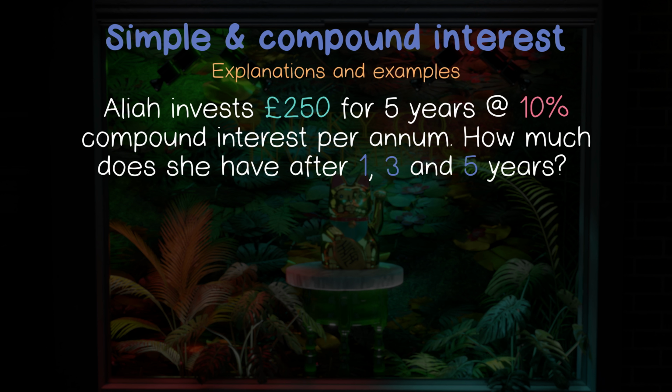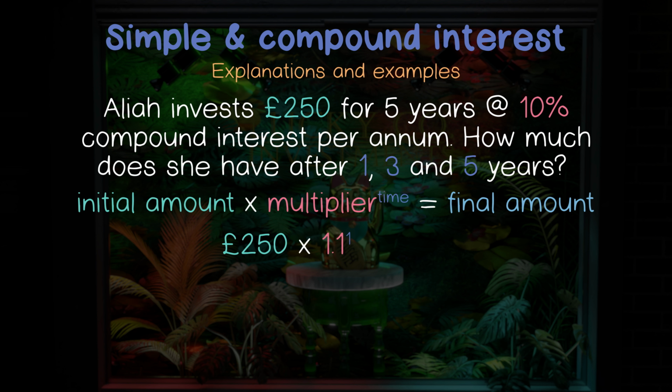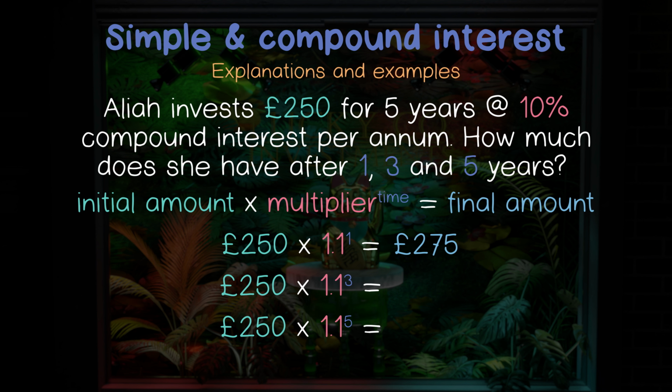Aaliyah invests £250 at Lucky Co for 5 years with compounding interest of 10% per annum. How much does she have after 1, 3 and 5 years? So using our formula, her initial investment, £250, times our multiplier for an increase of 10%, 1.1, to the power of 1 for 1 year, 3 for 3 years and 5 for the full 5 years, giving us our answers of £275 for year 1, £332.75 and £402.63 for our final total after 5 years.